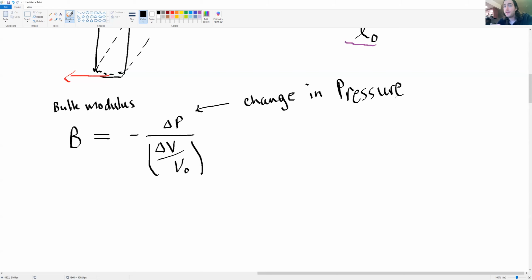By the way, I hope that even though maybe in chemistry you've seen something like the ideal gas law, right? Well, we don't need the ideal gas law actually to describe something like that, like a change in volume. We can use something like this, bulk modulus.